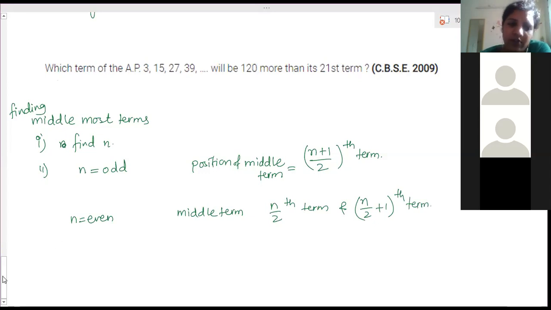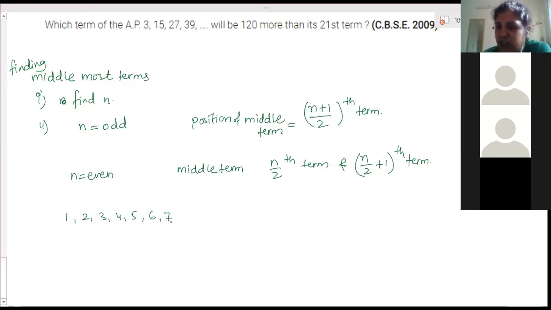Just like if you take an example of 7 numbers: 1, 2, 3, 4, 5, 6 and 7, arranged in increasing or decreasing order. What is the n value here? 7. Is 7 even or odd? Odd. So how to find the middle position? n plus 1 by 2, that is 7 plus 1 by 2, that is 8 by 2, the fourth term. 1, 2, 3, 4. So 4 is the middle term. You can check, there are 3 terms on each side. So 4 is the middlemost.